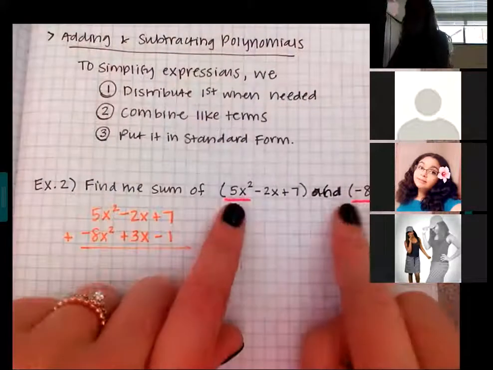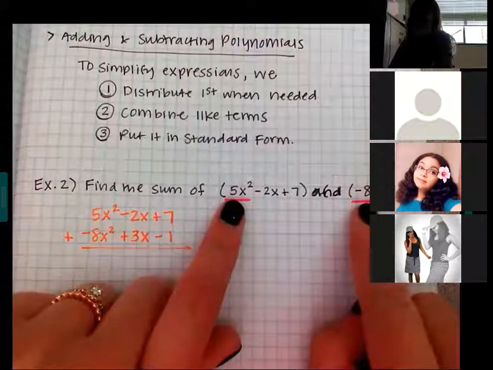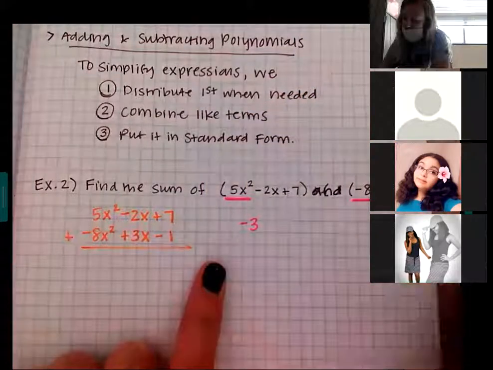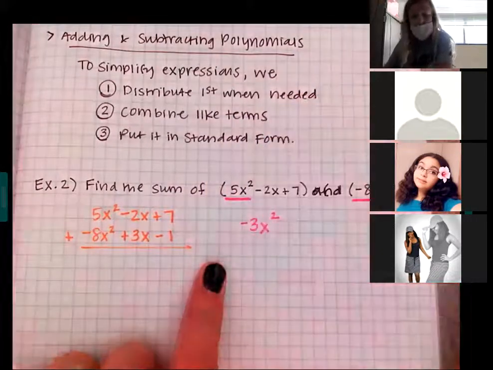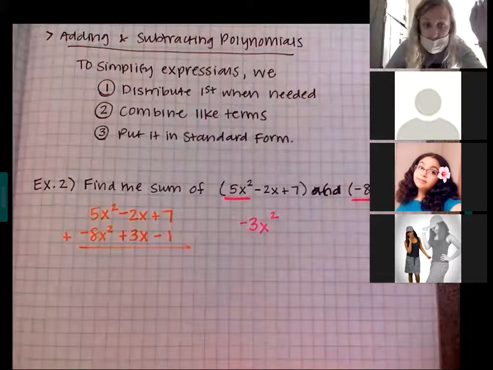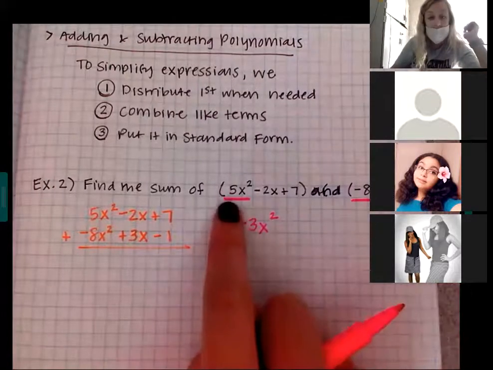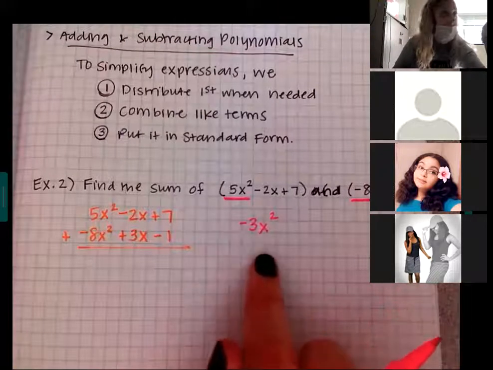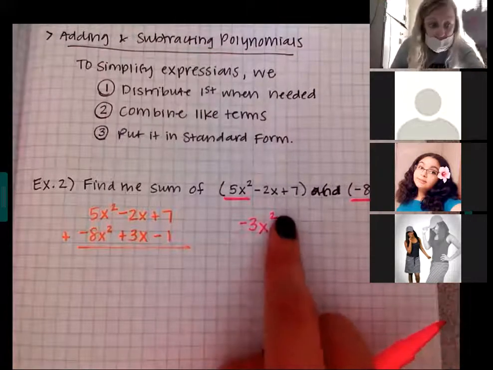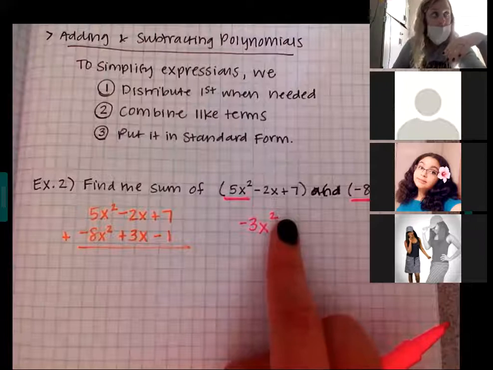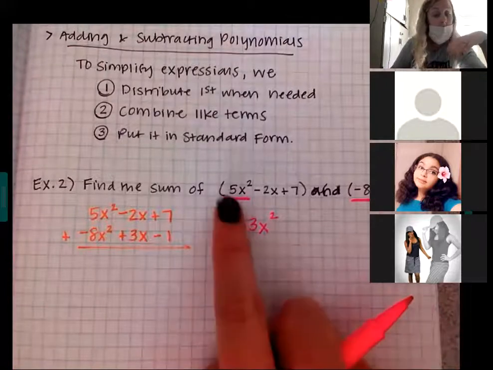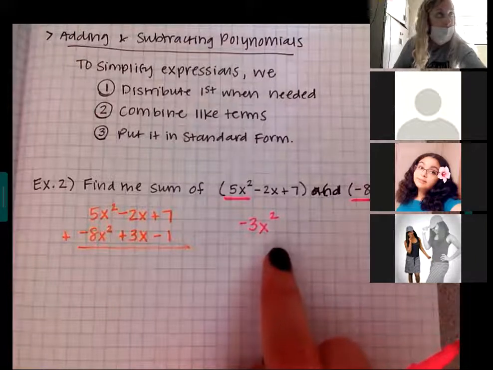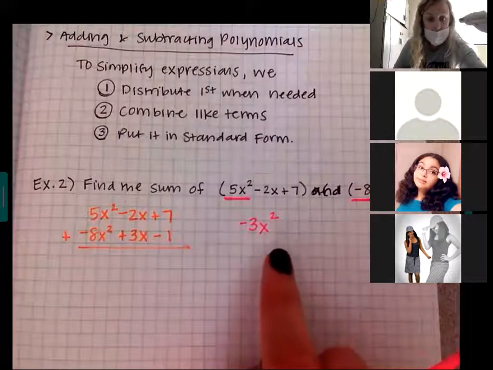All right, what's 5 plus negative 8? Negative 3, what? X squared. Good. You do not touch the exponents. If I have 5 cats and I take away 8 cats, somehow there's negative 3 cats. That wasn't a good example, but the exponents do not change. Okay? You don't have 5 Skittles and 8 Skittles and then end up with negative 3 M&Ms. The candy is not changing. Don't touch my exponents.